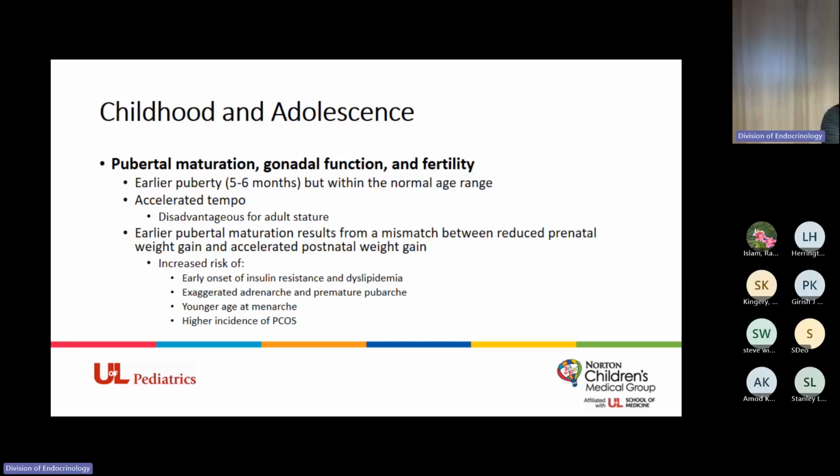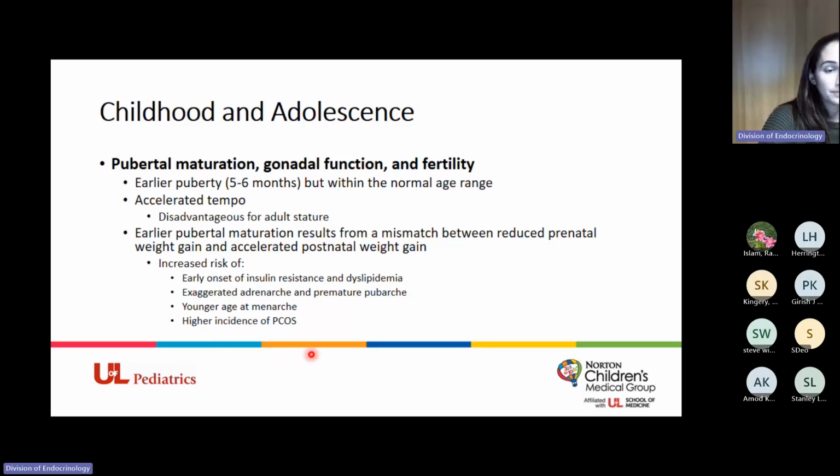So for girls, the average onset of menarche is about 12. Girls that are born SGA usually will start menarche around 11, but it's still, again, considered within the normal age range. The other issue is that it doesn't only happen earlier, but it also happens faster, and overall earlier puberty and rapid progression is not something that will help us with overall growth and time to get taller.